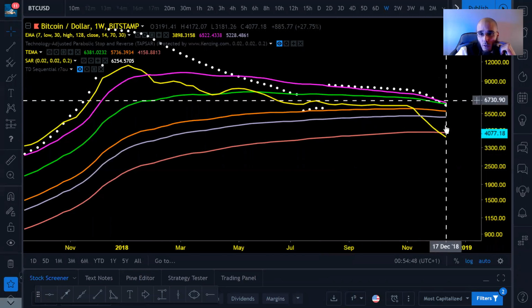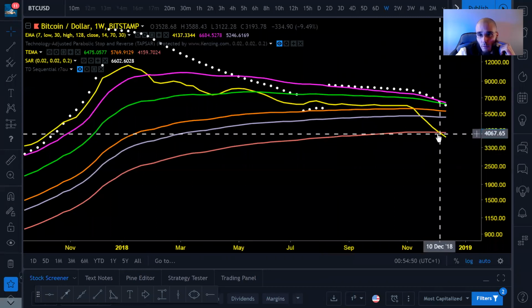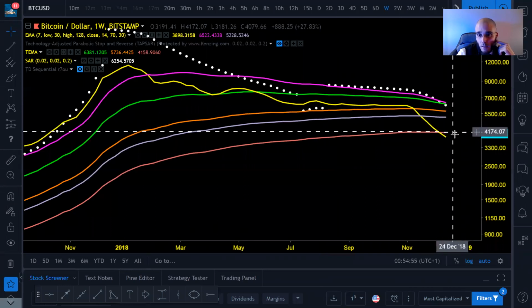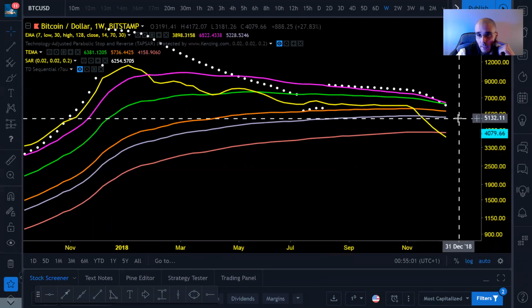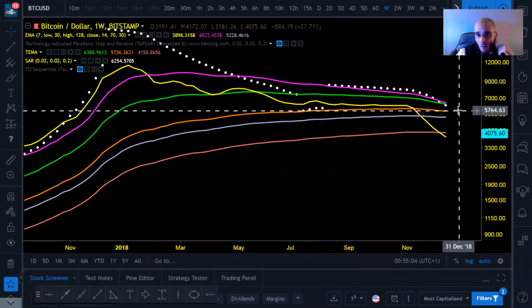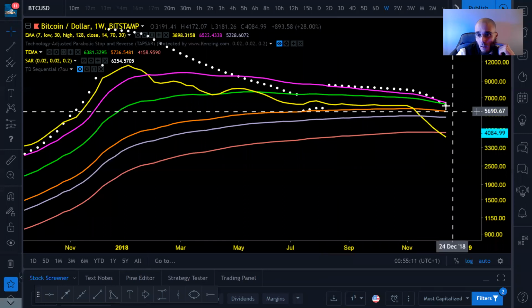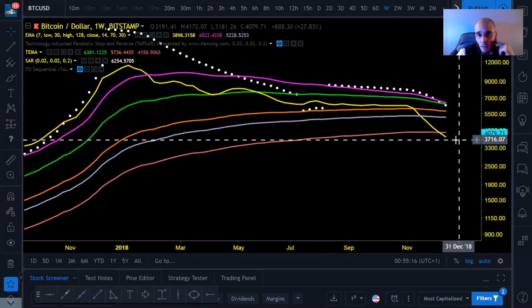If we look at the moving averages, you had a death cross here. Right now, the 7 EMA is not picking up, and most of them are flat. The 200 is still pointing up. The 128 is slightly pointing up, but the 100 is pointing down. The 50 and the 30 are pointing down. If the 30 crosses the 50, that's a death cross, and it would be a bearish indication.